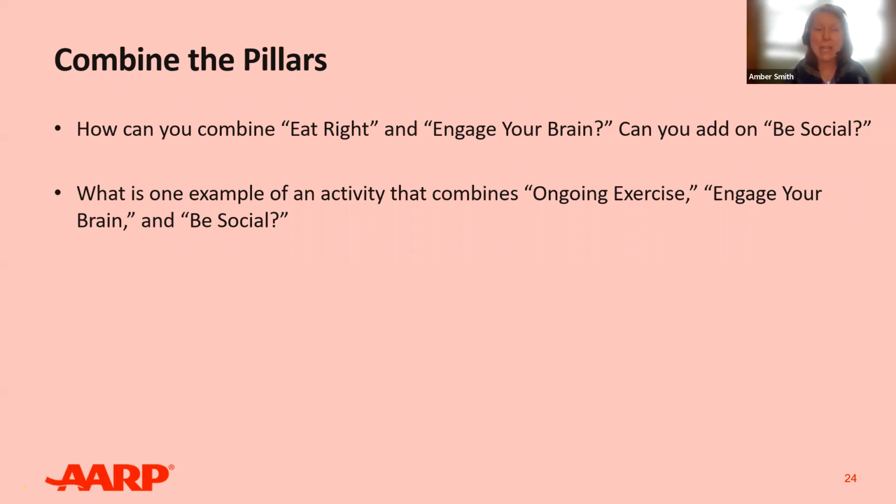So one thing that you can do is to try to engage or participate in more than one pillar at once. Combine the pillars, right? That way I can get more brain health activity in a shorter amount of time. So I was thinking for myself, how could I combine eat right and engage my brain? And then how could I add on be social?